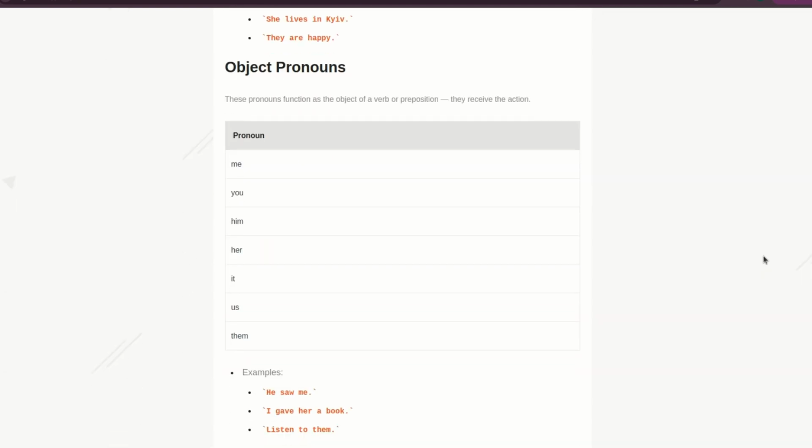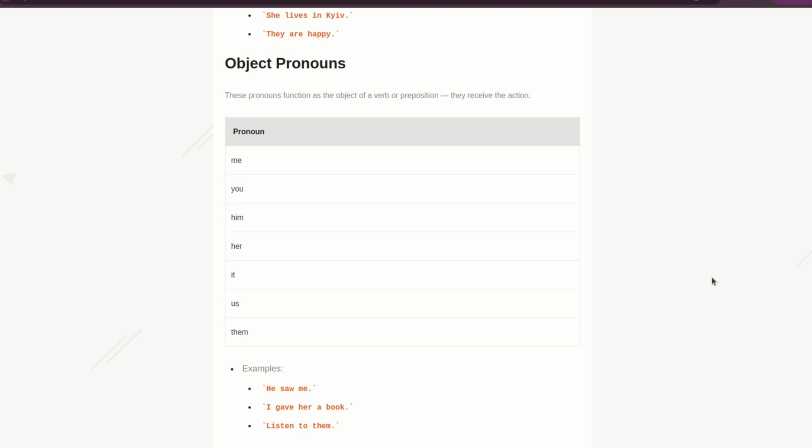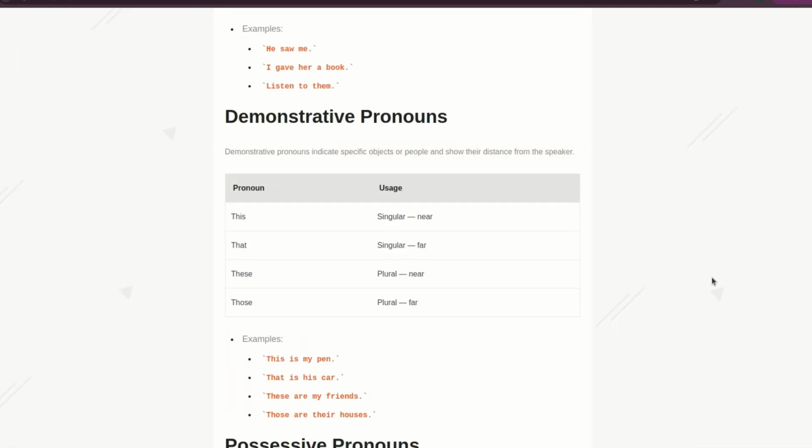Now let's talk about object pronouns. Object pronouns receive the action. They answer questions like whom or what. Me, you, him, her, it, us, them. For example, he saw me. I gave her a book. Listen to them.